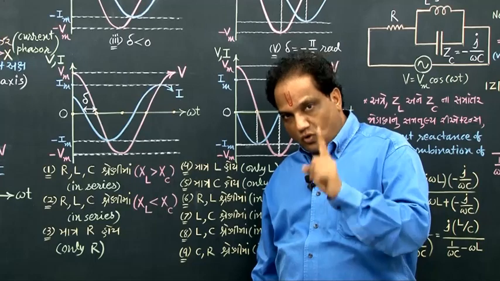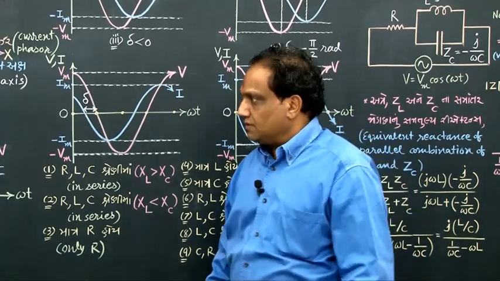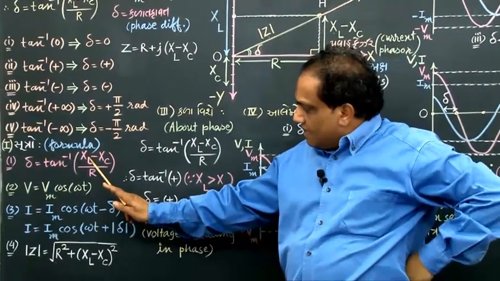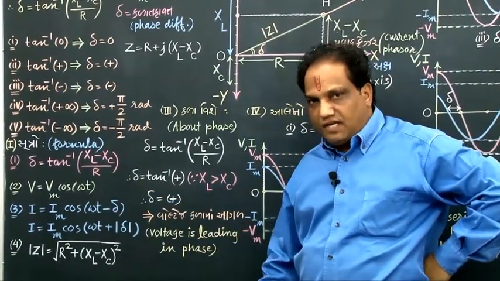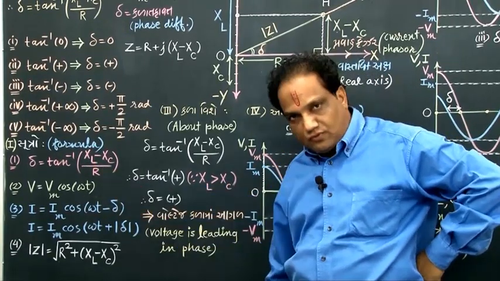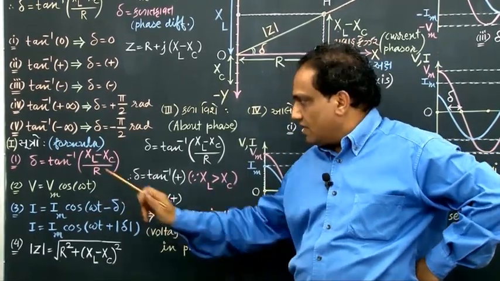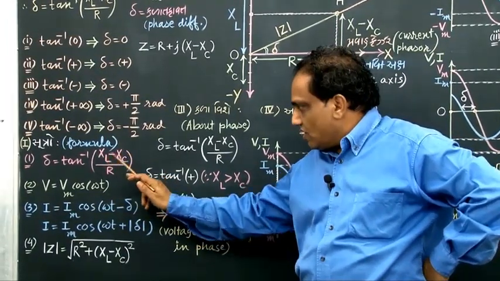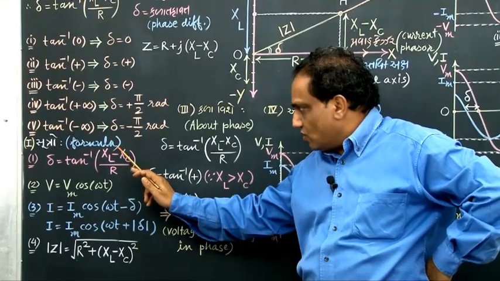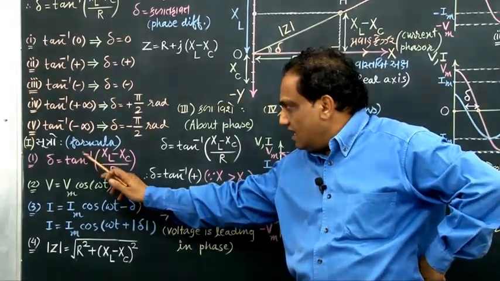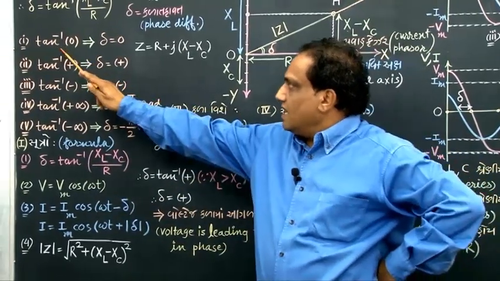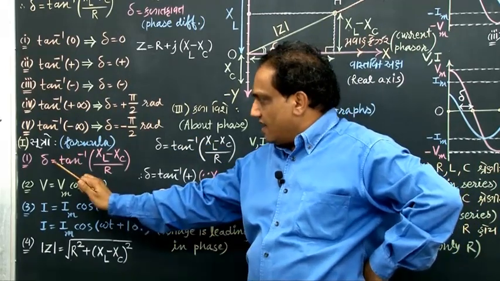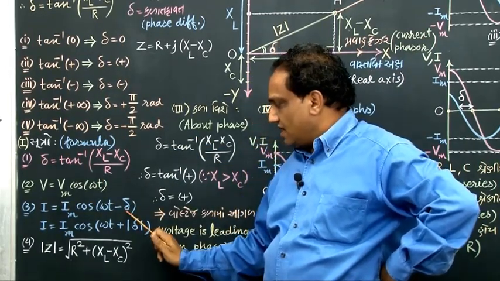Only resistor, okay? Look, only resistor is there, then tell me, these two are not there. If inductor is not there, you can take XL equal to 0. If capacitor is not there, you can take XC equal to 0. Resistor is there, so these two are zeros. 0 upon R, 0. Tan inverse of 0, then delta is 0. And when delta is 0, just put delta equal to 0 here.